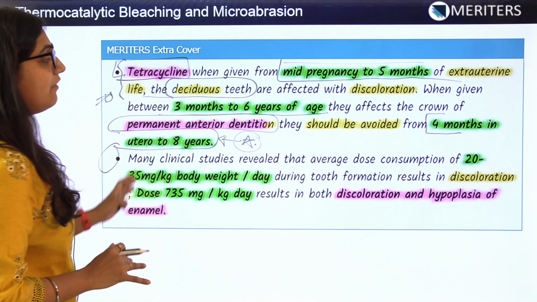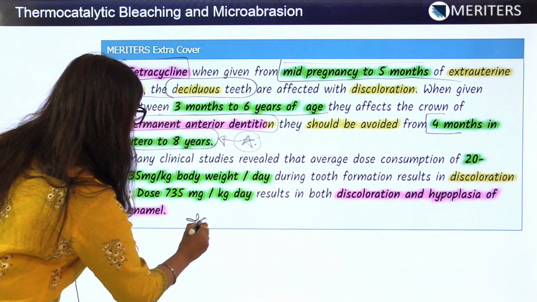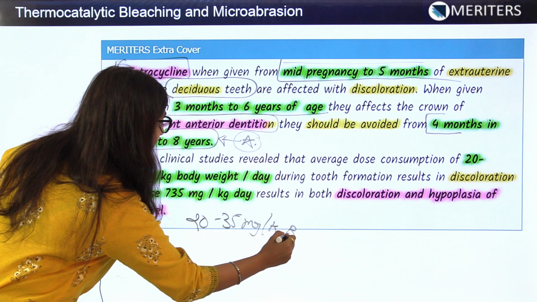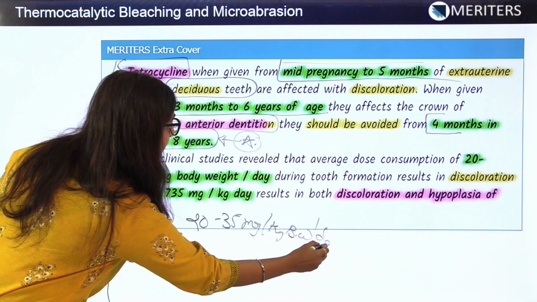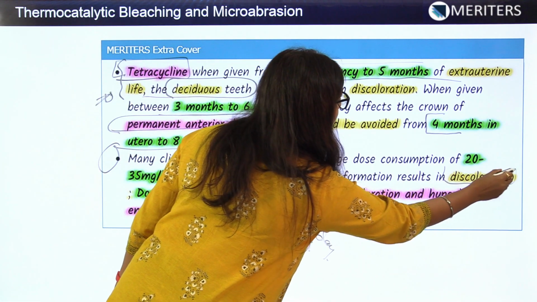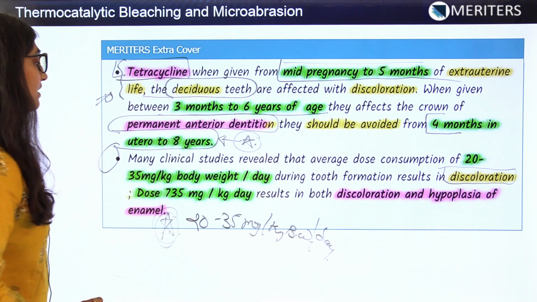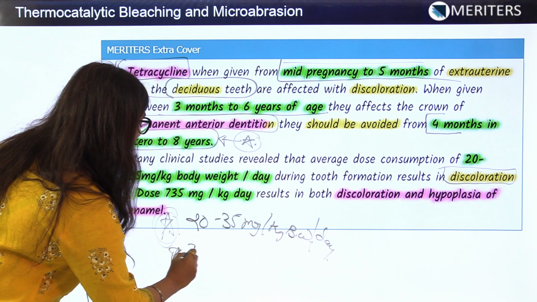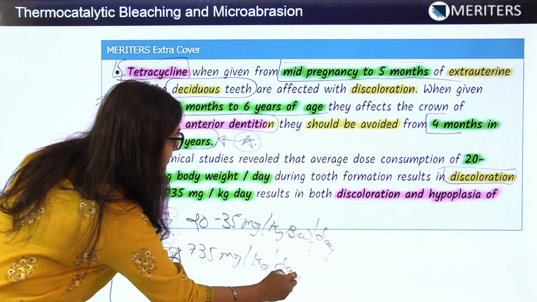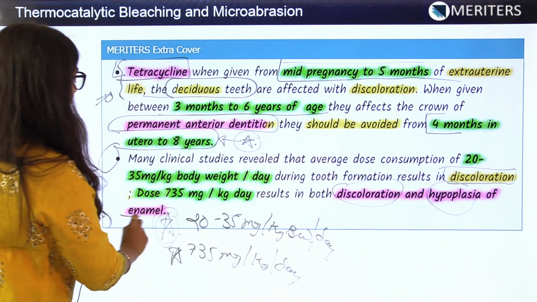Many clinical studies have been done, and the average dose consumption which they have said results in discoloration is 20 to 35 milligram per kg body weight per day. So this dosage of tetracycline is important and can be asked in the form of an MCQ. And if the dose is 35 milligram per kg per day, it results in both discoloration as well as hypoplasia of the tooth enamel.